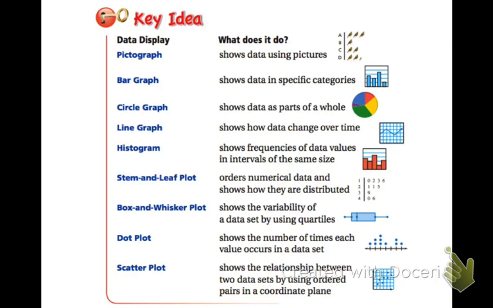When you're looking at the pictograph, it's going to show data using pictures. The most important thing here is that the pictures are the same for each piece of data. In the bar graph, it's going to show data in specific categories. The bars need to be the same width so that it is not misleading. Things that are categorical are like favorite color or type of sport or something like that.